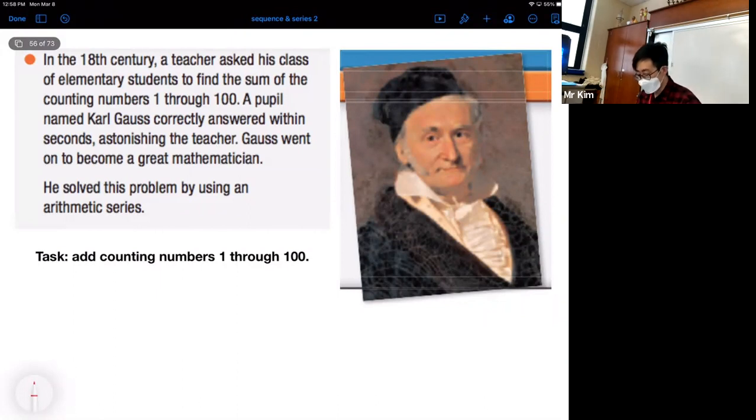I'll read this out loud for you. In the 18th century, a teacher asked a class of elementary students to find the sum of the counting numbers 1 through 100. See, I was told the same story too when I was taking a computer science course.